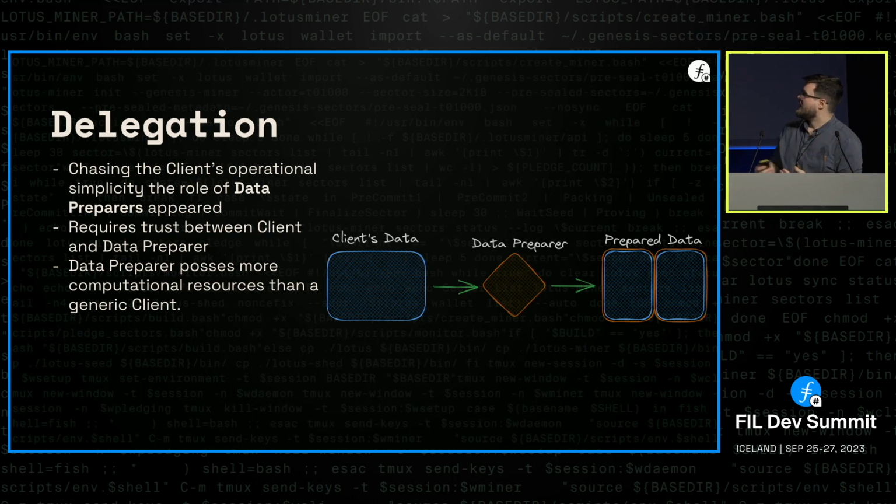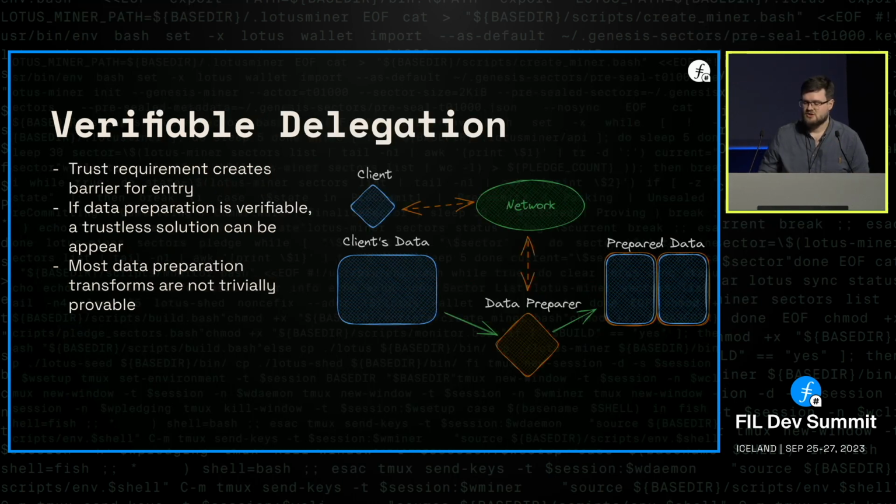So we saw, okay, clients started to delegate. So why not do it in a verifiable manner, right? We have a ton of provable computation that happens in the Filecoin network. All the PoRep is essentially one huge provable computer about encoding sectors. This removes trust requirements for data preparers. Essentially, if data preparation was a provable computation, anyone could be a data preparer, same as anyone can be a storage provider, right?